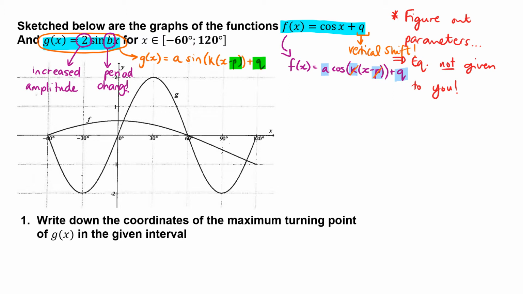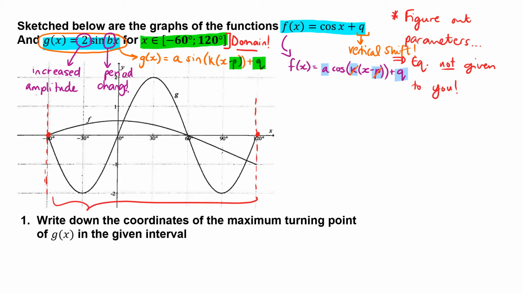The last bit that I've highlighted in green over here, where it speaks about x being an element between negative 60 and 120, that is basically the domain that we are given. So it's all the x values. It's telling us that we've drawn these two functions, f of x and g of x, out, but we've only drawn them from negative 60 to 120. So we don't worry about anything that's happening after those 2 points over there. We're only interested in the domain between those 2 points.